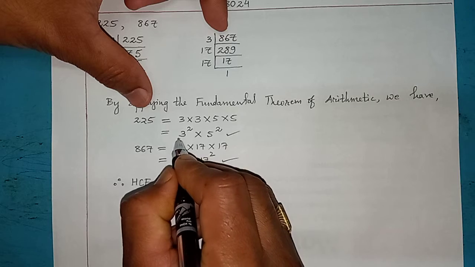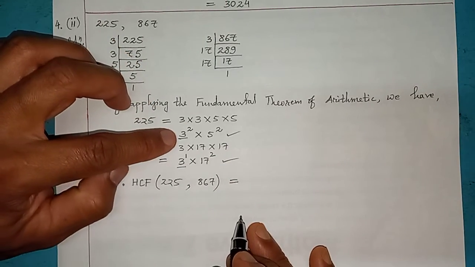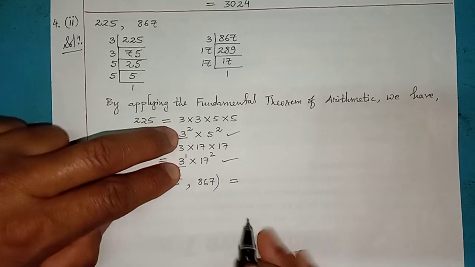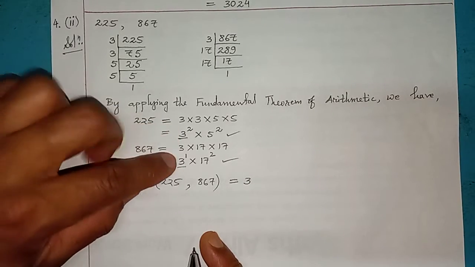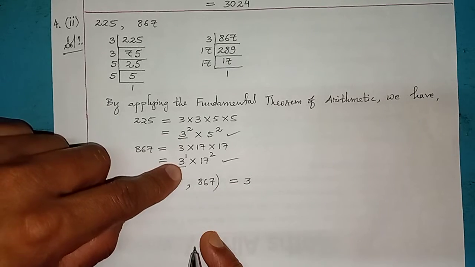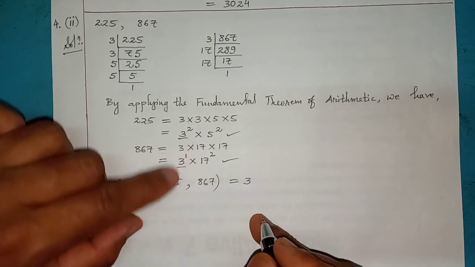So please mark them. 3 and 3 are common. Look, as I have underlined here, 3 and 3 are common prime factors, so we'll write only once. After marking the common prime factor 3 and 3, write its lowest power. So here 3 has power 2 and here 3 has power 1.